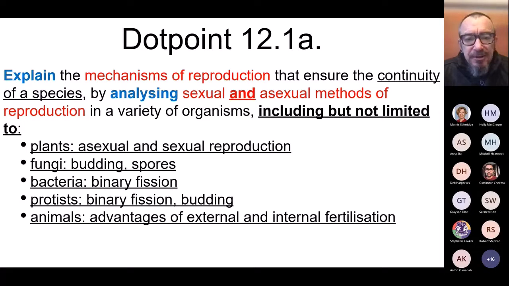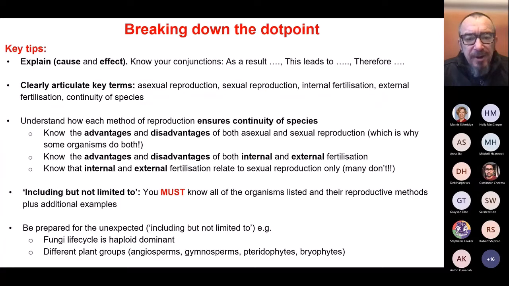And in terms of breaking down that outcome, just at the top there, remember those key conjunctions. So as a result of sexual reproduction in animals or plants, again, just making sure that you give that description of sexual reproduction as it applies, and then lead on from that to highlight the importance of it. Okay, you need to be able to articulate the difference between those key terms in the dot point.